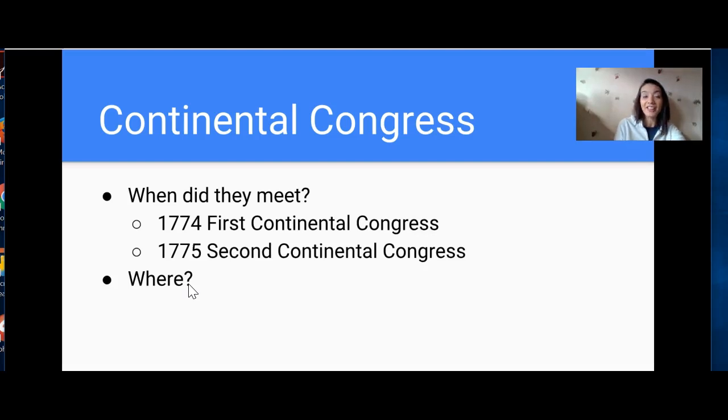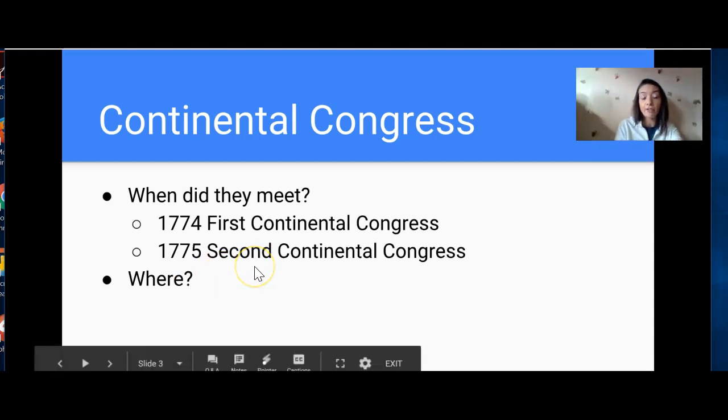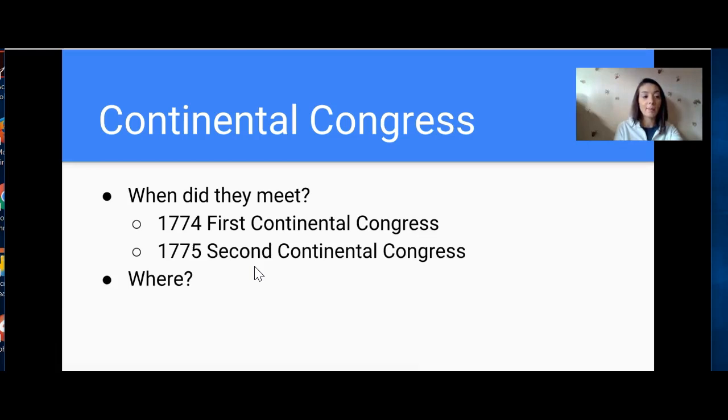Okay, where did they meet? You might not think that's very important, but these first meeting places of our forefathers, they are famous places now, and sometimes you can go visit them if you go to the East Coast, and some of them are made into museums, for example, and you can go visit these places where important documents were signed and decisions were made.